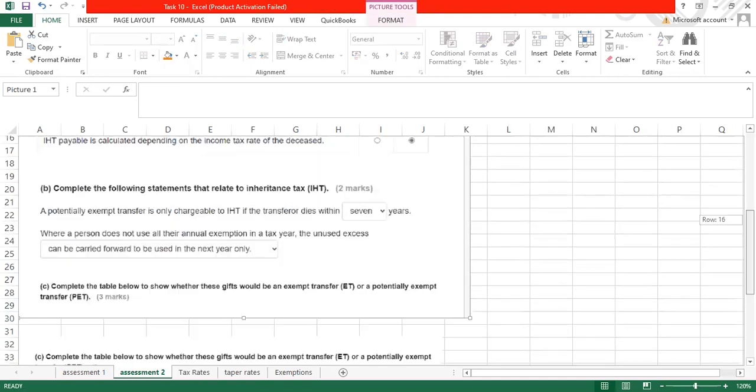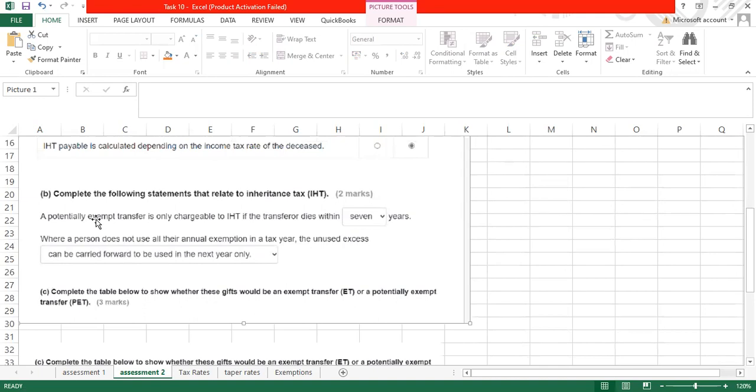The next one is a PET. A potentially exempt transfer is only chargeable to IHT if the transferor dies within 7 years. We have already looked at this rule. Where a person does not use all their annual exemption in the tax year, the unused excess can be carried forward to be used in the next year only. You cannot carry back. You can just carry forward for just 1 year.